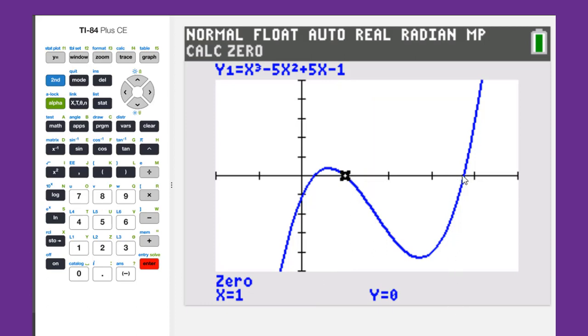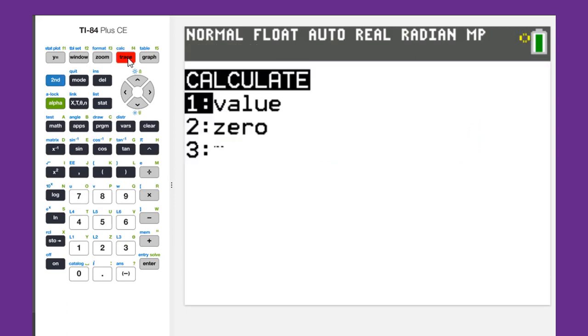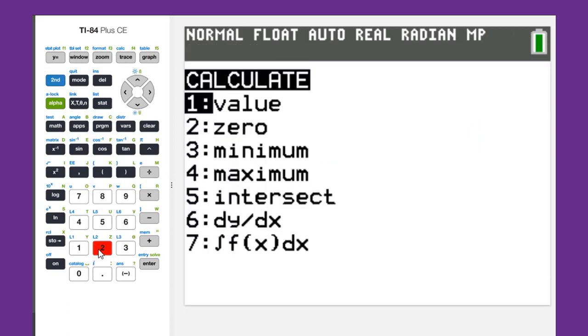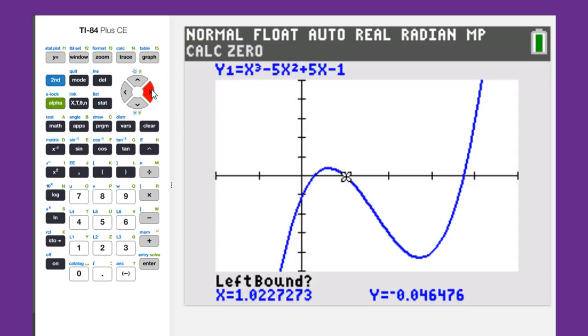Now I look for the last zero. So do second trace. Go to zero, that's 2. Then move the arrow to the left side of this zero.